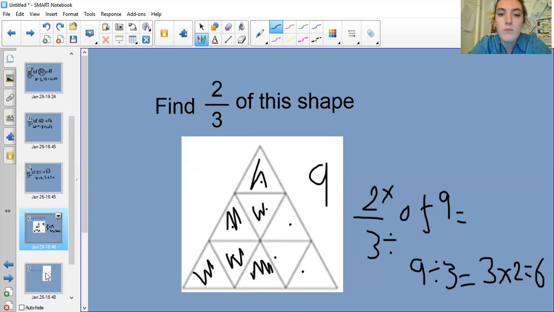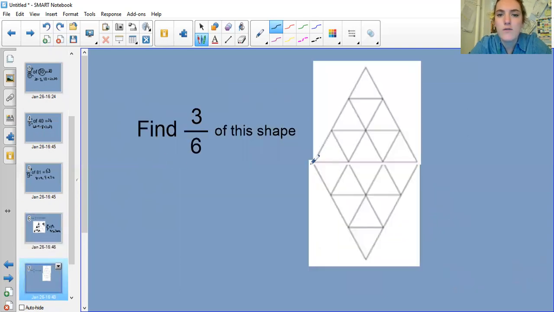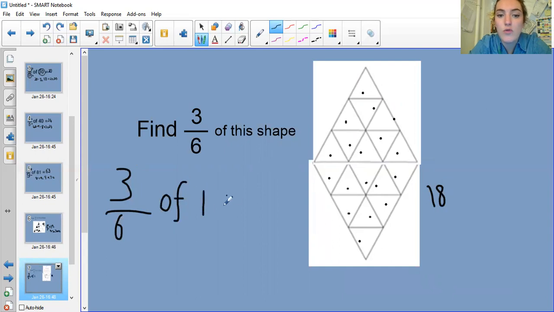Okay, here's one more example for you. Find 3/6 of the shape. Again, we need to calculate the total number of little pieces in our shape. So 1, 2, 3, 4, 5, 6, 7, 8, 9. If I know this is 9, this has to be 9 as well because it is symmetrical. It's not quite lined up, but it is symmetrical. 1, 2, 3, 4, 5, 6, 7, 8, 9. 9 add 9 is 18. So there's 18 pieces in total. So we are being asked to find 3/6 of 18. And that is how, once we get the answer, we will know how many pieces of the shape to shade in.